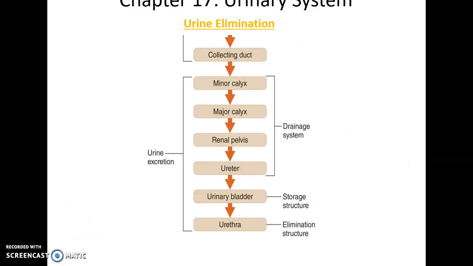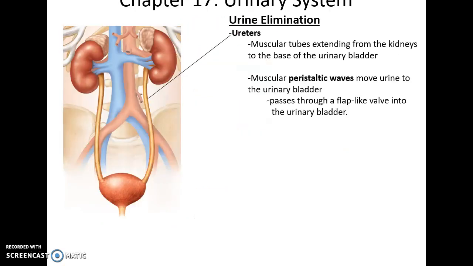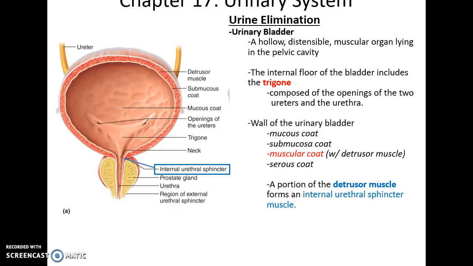Urine elimination: collecting duct to minor calyxes to ureter, urinary bladder, urethra. The ureters are muscular tubes that carry urine by peristaltic waves to the urinary bladder. The urinary bladder is a muscular organ with smooth muscle tissue in its walls. It has this trigone structure composed of the openings to the ureters and the opening to the urethra.